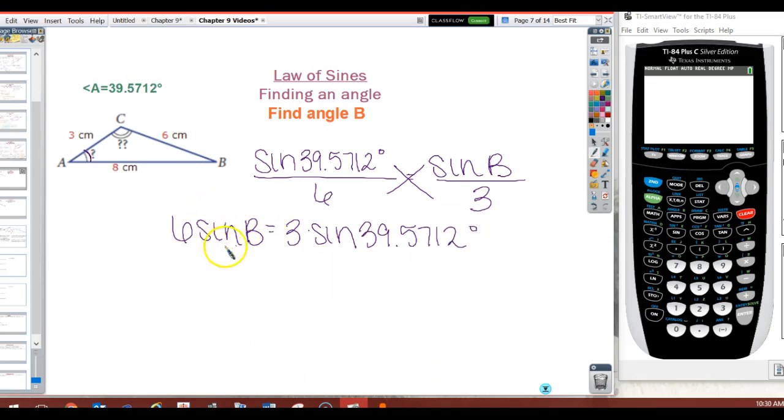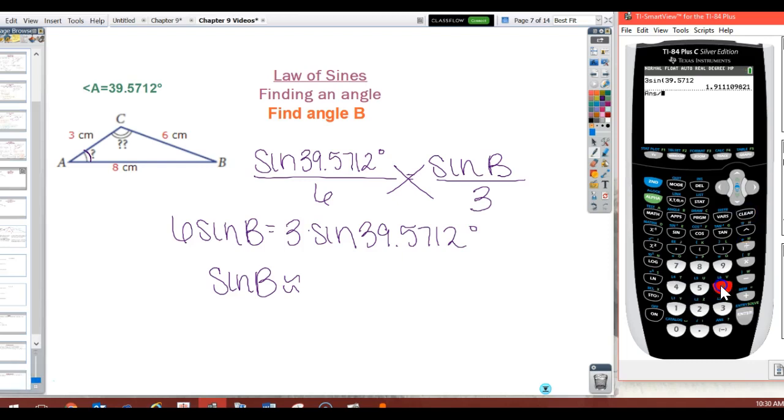To get the sine of B alone, we're going to have to divide both sides by 6. So I'll go ahead and do that in our calculator now. So 3 times the sine of the 39.5712. Oops, I need to redo that. From here, I'll divide this answer by 6. And so I end up getting 0.3185 roughly. Next, to find an angle, I'm going to take the inverse of this ratio.